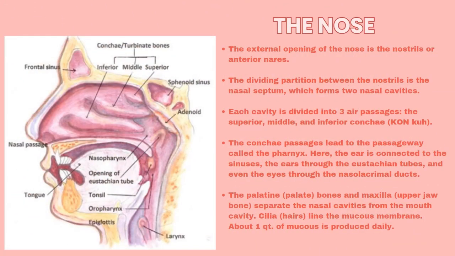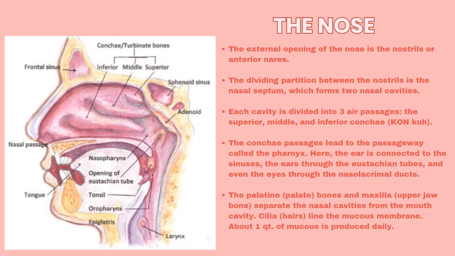The nose. The external opening of the nose is the nostrils or anterior nares. The dividing partition between the nostrils is the nasal septum, which forms two nasal cavities. Each cavity is divided into three air passages: the superior, middle, and inferior conchae. The conchae passages lead to the passageway called the pharynx. Here, the ear is connected to the sinuses, the ears through the eustachian tubes, and even the eyes through the nasolacrimal ducts. The palatine or palate bones and maxilla upper jaw bone separate the nasal cavities from the mouth cavity.